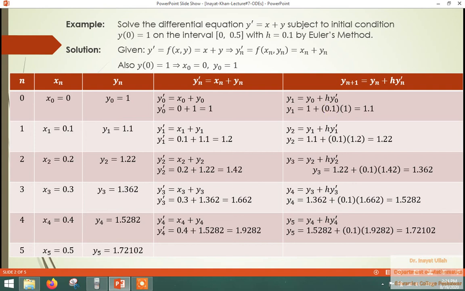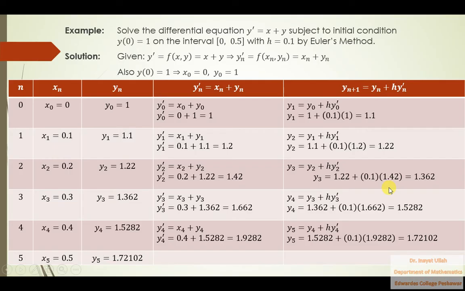Now replacing n by 2 in this formula, y3 is equal to y2 plus h times y2 prime. But y2 is 1.22 from here, h is equal to 0.1, and y2 prime is equal to 1.42. So replacing y2 prime by 1.42 and calculating this sum, we'll get y3 is equal to 1.3262. So that is the value for y3.